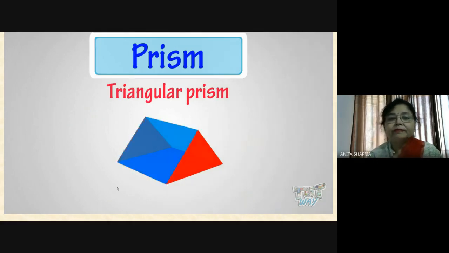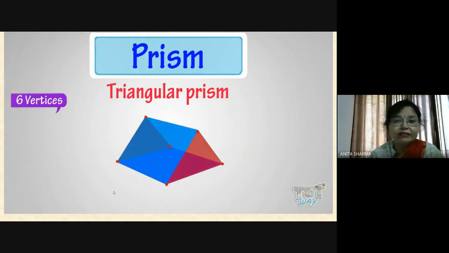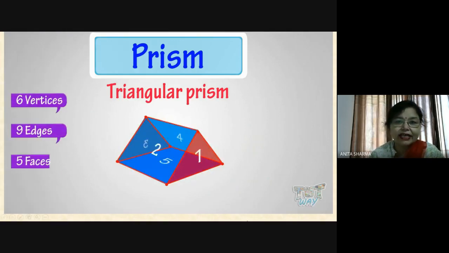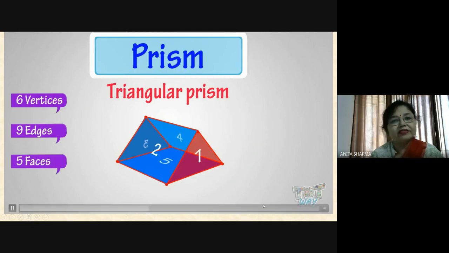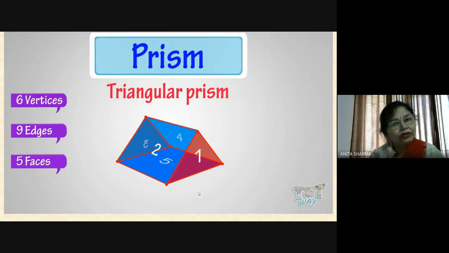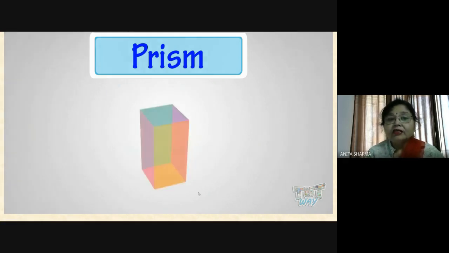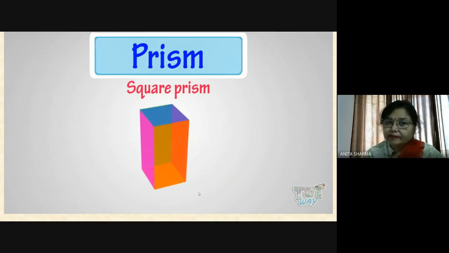Clear to you? Now, how many vertices? You can see vertices are 6, edges 9, and faces are 5: 3 rectangles and 2 triangular. This is a triangular prism. Now, this is a square prism. Square prism means the base ends are square in shape.